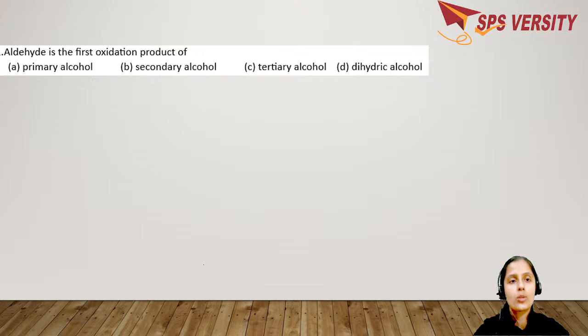Aldehyde is the first oxidation product of what? The options are primary alcohol, secondary alcohol, tertiary alcohol, and dihydric alcohol. What do you think is the right answer? Aldehyde is the first oxidation product of what?